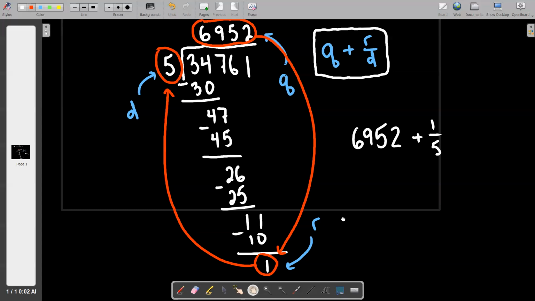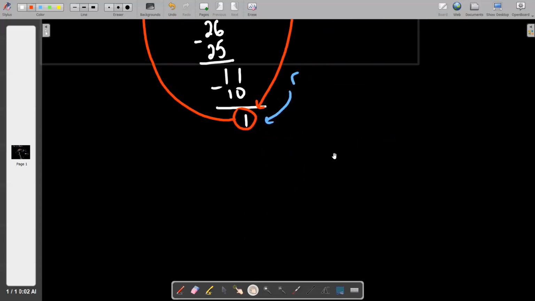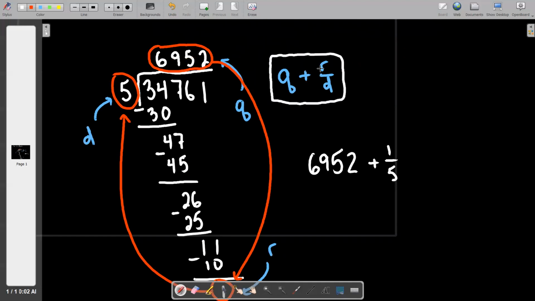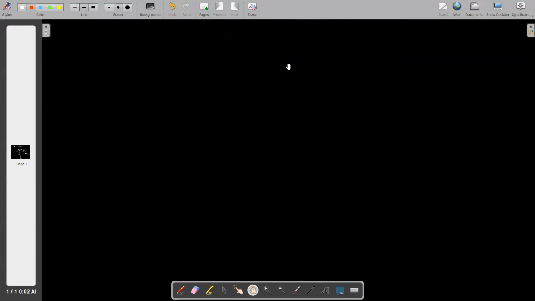So we're not going to review that algorithm again. By the way, sometimes you don't get a remainder, and that renders this portion of your answer unnecessary. So if I had gotten a remainder of 0, then my answer would just be Q. I would just write the quotient and call it good. All right, let's get to it. All right, watch out. Here we go.